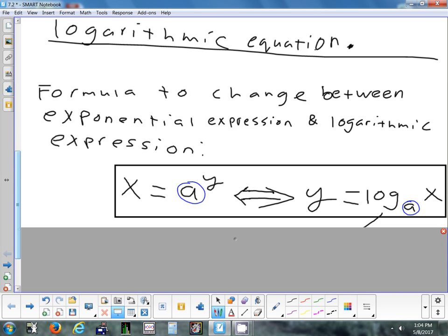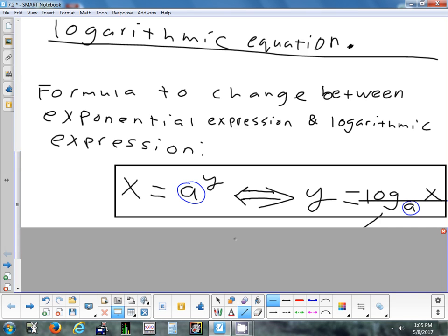Okay, so that's the first thing. To write it in log form, I'm going to put the word log, and then the base on the log is going to be the same as the base was on my exponential. The other thing I want to try to make clear is, if that was my line on lined paper, that's how you write it.